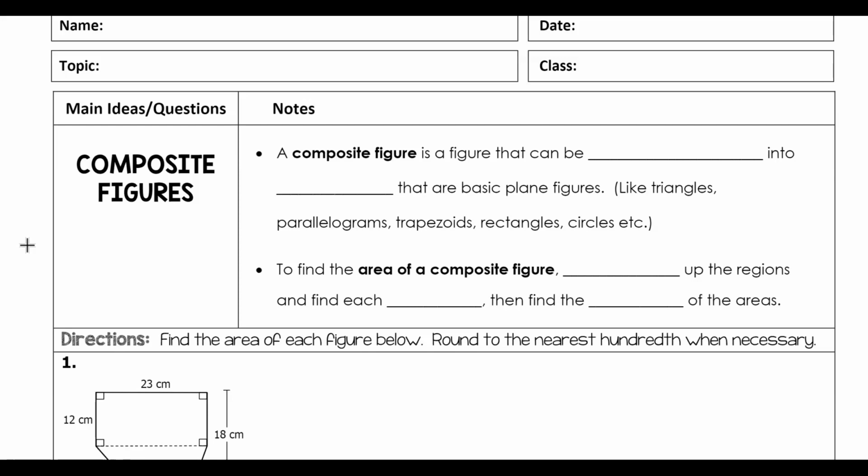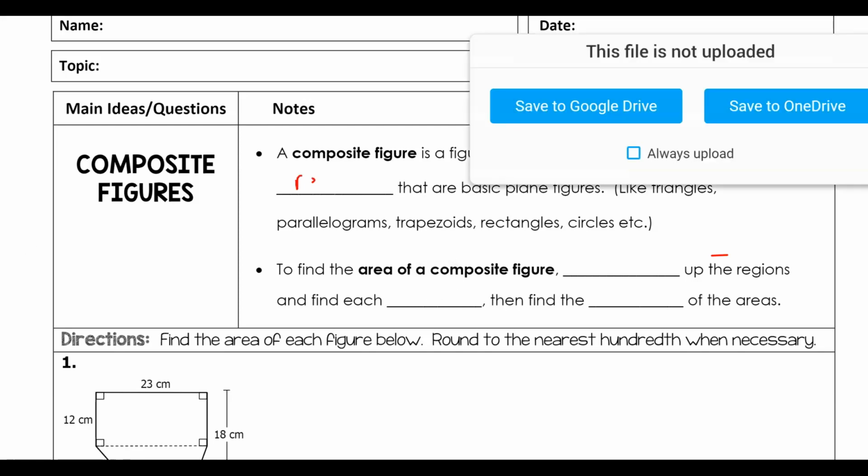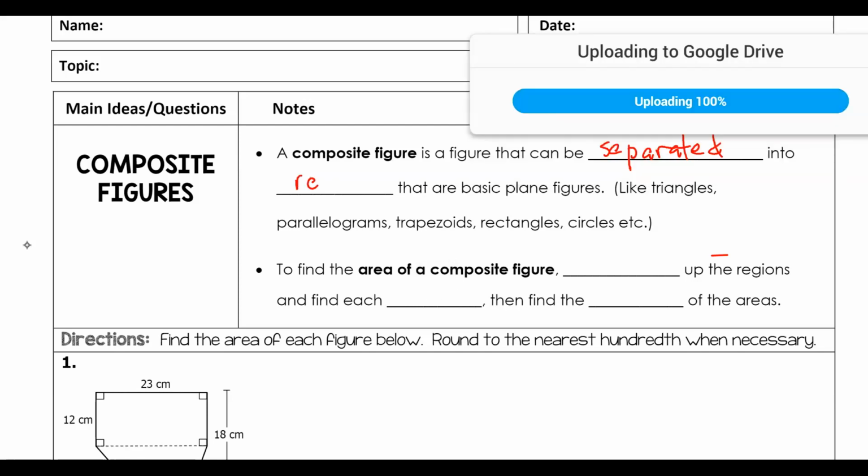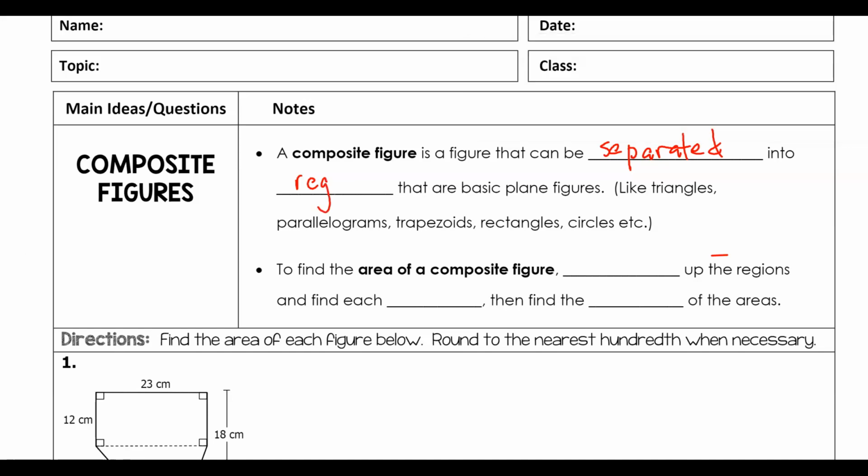So a composite figure is a figure that can be separated into regions that are basic plane figures. So we're talking triangles, parallelograms, trapezoids, rectangles, circles. So all of those, when we talk about plane figures, that's what we're talking about. Plane meaning they're in a flat surface.